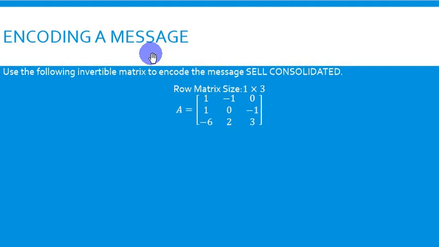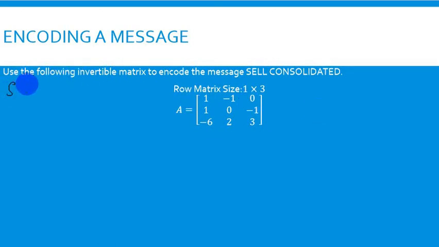Let us have another example of encoding a message. We are asked to encode the message "cell consolidated" with row matrix sizes of 1 by 3 and this key. Pause the video and try to see if you'll be able to encode this message. Alright, so let's try this one.